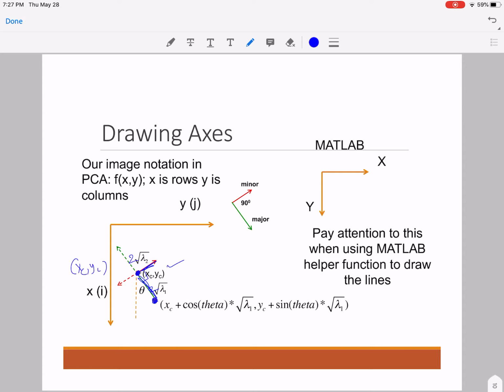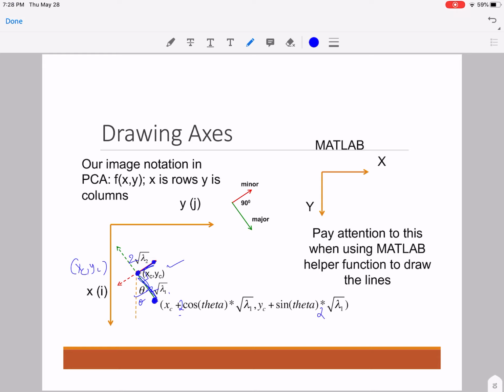It's easy to show that this point right here, which is at an angle theta and at a length, let's say, 2 times root of lambda 1, will be at this location: cos theta times 2 times root of lambda 1, and its y location will be yc plus sin theta times 2 times root of lambda 1. And similarly, you can obtain this point by applying simple trigonometric concepts. This application of trigonometry is not that difficult, but should you need help in this regard, you can always get in touch with me.